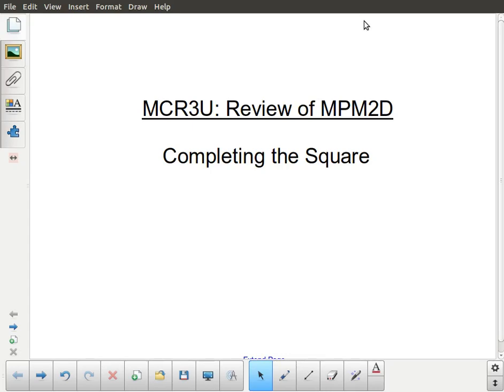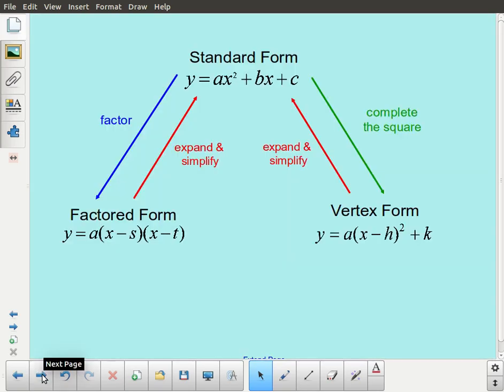For this lesson, we're going to be continuing our review of grade 10 material as part of the grade 11 introduction to the course. Today we're going to be looking at completing the square, which is an important skill when it comes to dealing with quadratics, but it also contains a lot of algebraic elements that can be quite useful for a variety of situations.